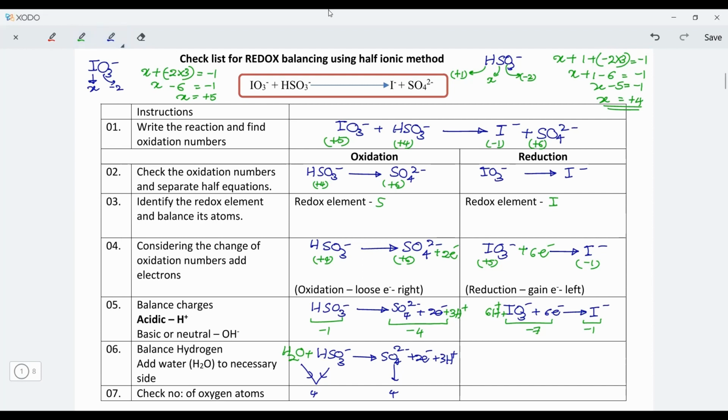Now let's complete it for the IO3 minus side also. Now you can see 6H plus I added to this side newly. Then I need to add 3 water molecules to the right side. Now again we can check for the oxygen atoms. Here you have 3 and here you have 3. That means that side is also correct. In that way you can balance the oxidation half and reduction half here.